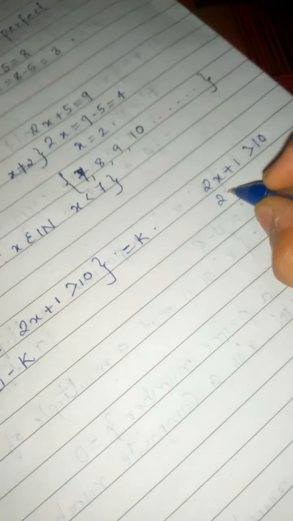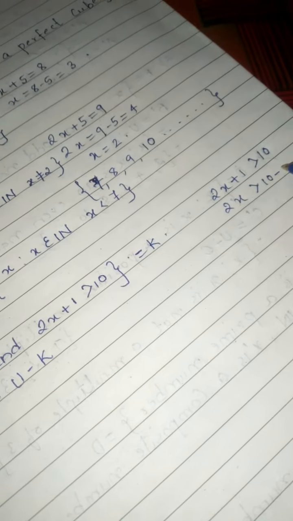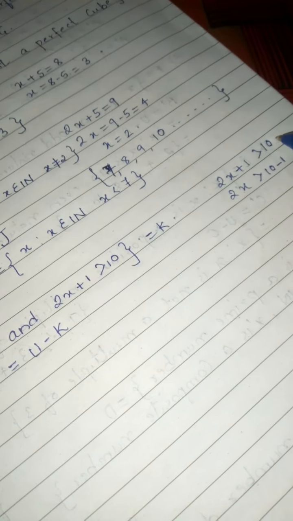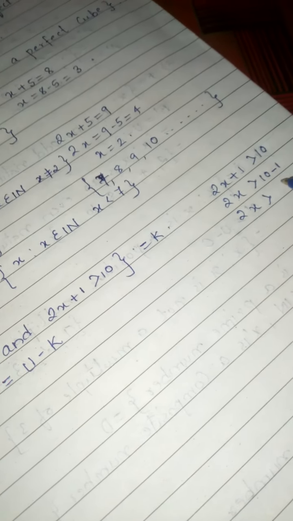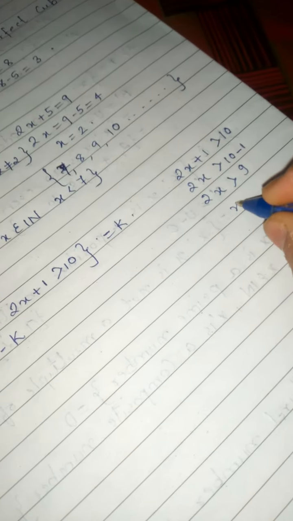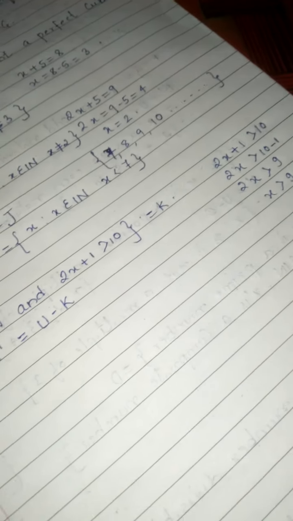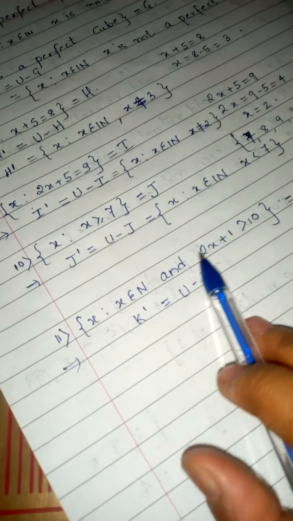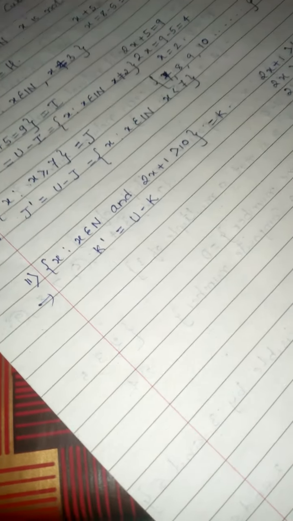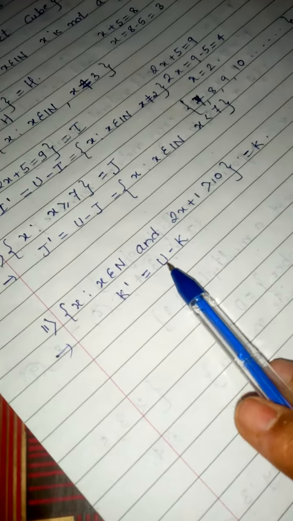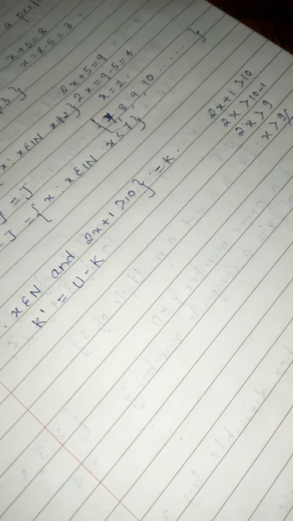So this will be 2x greater than 10 minus 1. Okay, so this 1 will go on this side with a minus. So this will be 2x greater than 10 minus 1, which is 9. So x is greater than 9 by 2. Okay, so here all the elements in the K set are those which are greater than 9 by 2. Now K complement is equal to the universal set minus K set. That means from the universal set we have to remove the set of all elements which are greater than 9 by 2. So what are we left with?